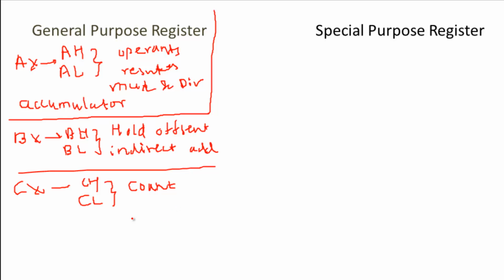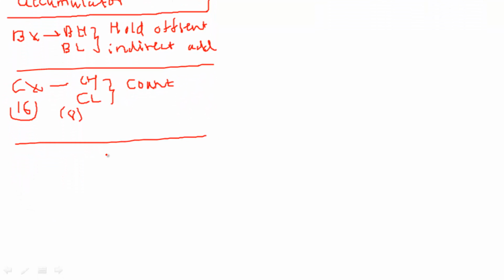In operations of microprocessor like loop, rotate and shift, all these operations require a count to be set, and this count is held by the CX register. If it is a 16-bit count, then we use the CX register, and if it is an 8-bit count, then we use either CH or CL.